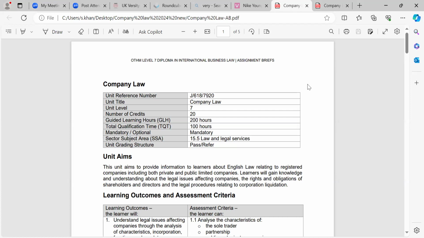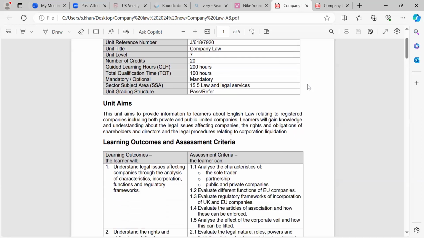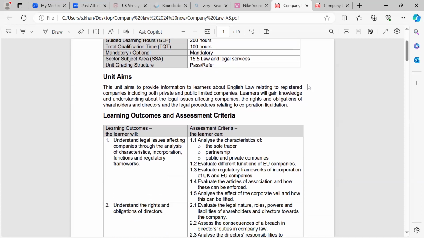So the company law assignment is a level 7 diploma in international business law. The assignment brief is a unit level 7, number of credits 20 credits, and the unit aims to provide learners with the law relating to companies, in private and public limited companies, and learners will gain knowledge and understanding of the legal issues.